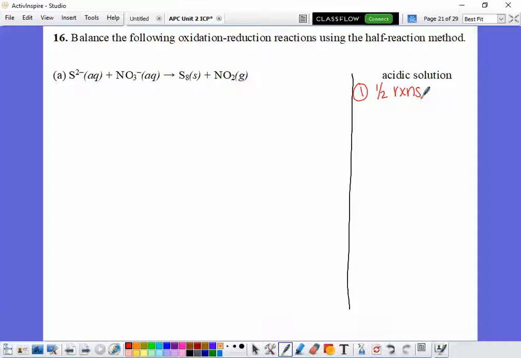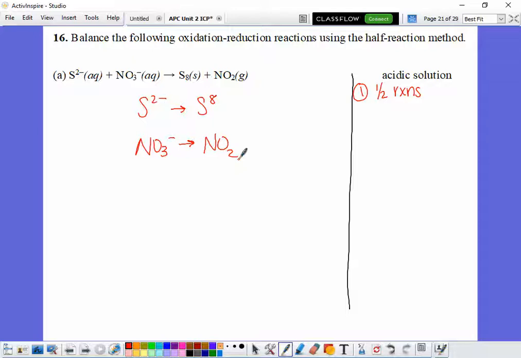So we're going to split this into our two half reactions. I'll show you with this first one. Our two half reactions are going to be S2 minus going to S8, and NO3 minus going to NO2. I'm leaving off the states of matter for right now because this is all that work in between that you will need to show on a test. I'll put back in the states of matter at the end.